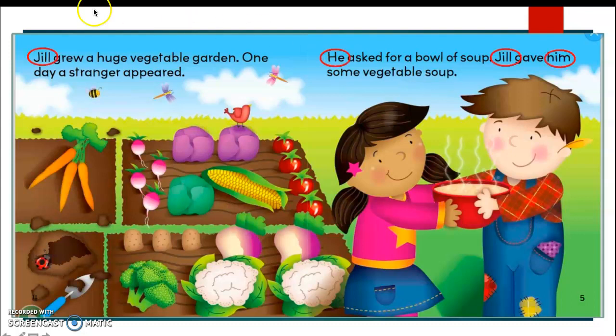Oh, there they are. I see Jill. That is the character's name. That tells me it's not the character telling the story. I also see he. I see Jill's name again, and I see him. All of those clue words tell me that a narrator is telling the story. Somebody from outside is telling the story. It's the narrator.